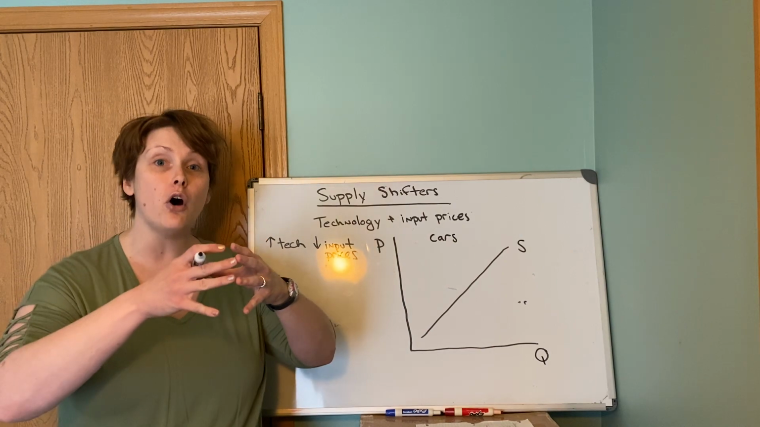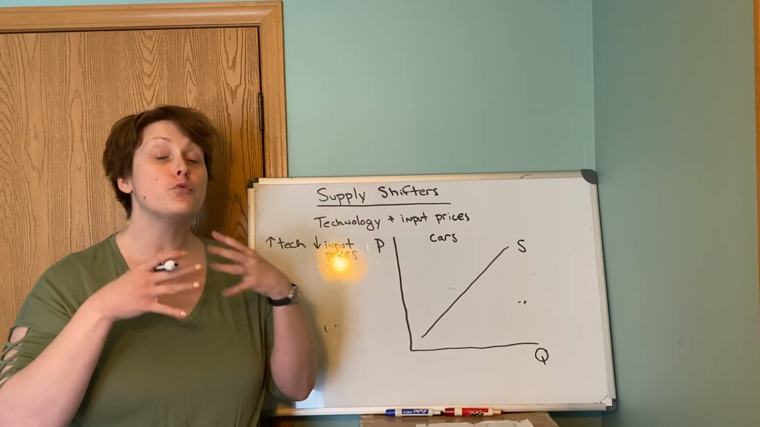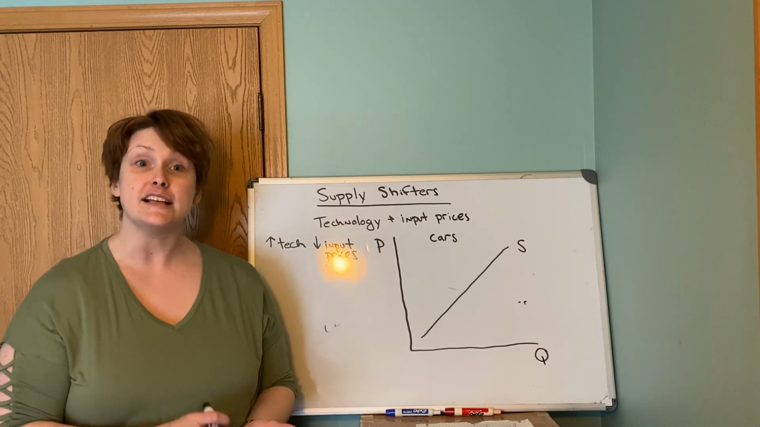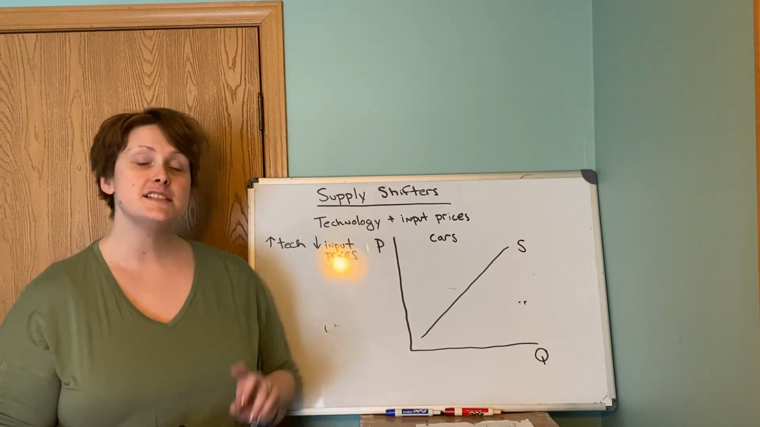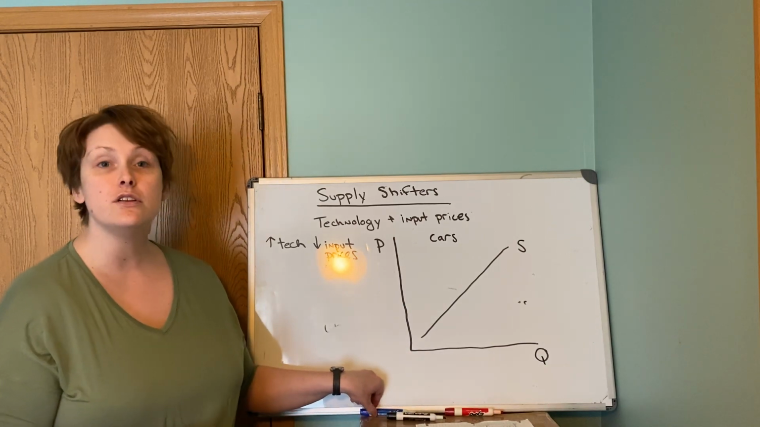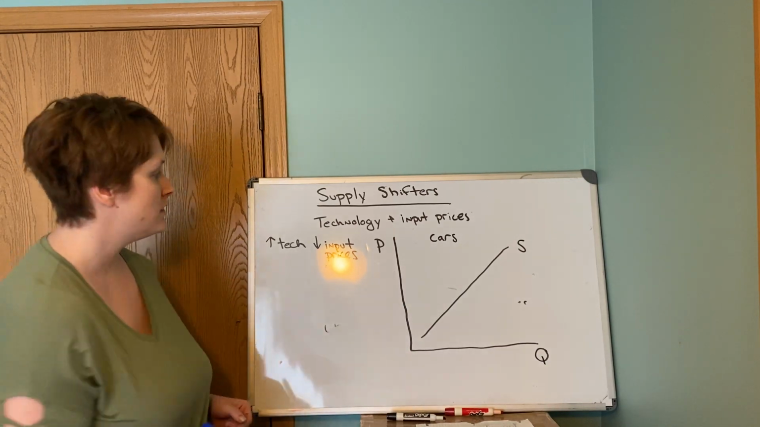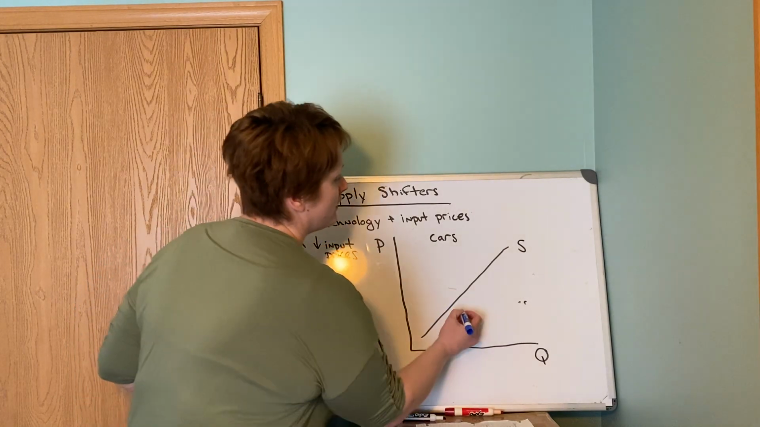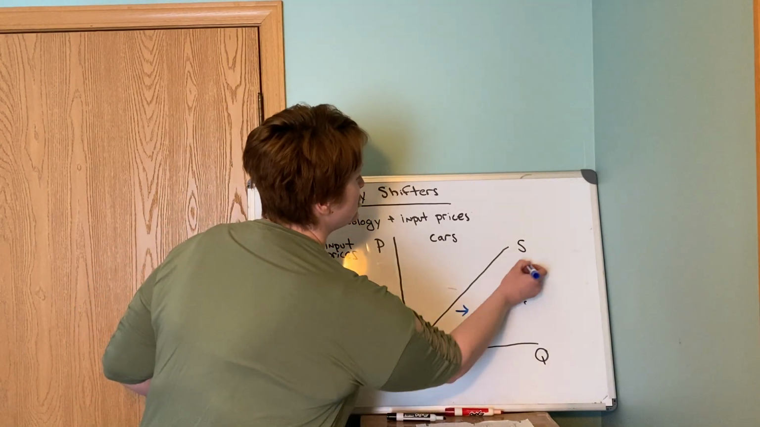So the overall price of making that car, of producing that car, gets lower. So when we see an improvement in technology and we see input prices decrease, we see an increase in supply. And our supply curve shifts to the right.